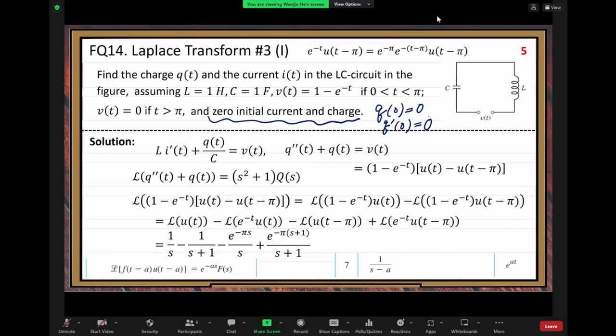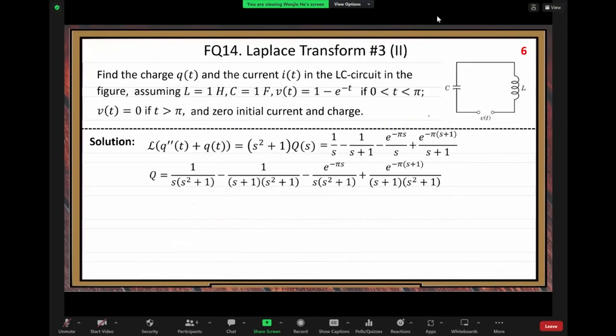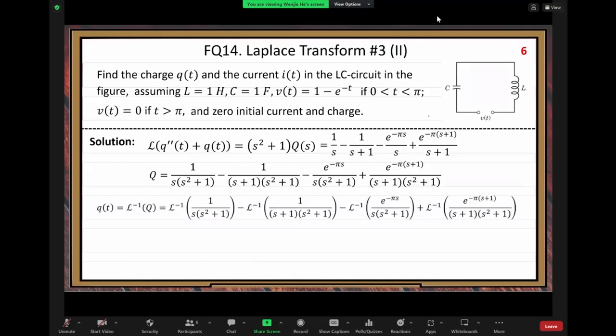All right, so we get these four terms on the left-hand side. So the capital Q can be represented as these four fractions. Then we do the inverse Laplace transform for each fraction, each one. All right, let's look at the first one.